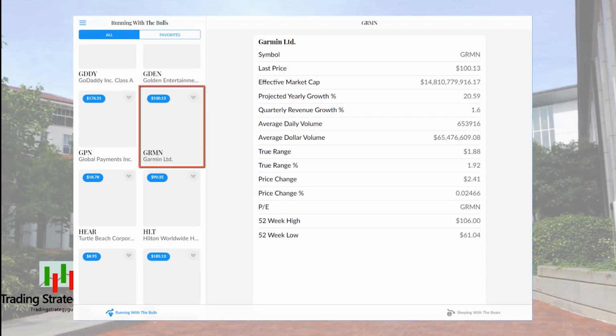As I've mentioned before, I'm recording this video on Tuesday afternoon. It's just after 3 p.m. New York time, so the market is getting close to the closing. Garmin Limited is looking pretty good and doesn't look like it's going to trigger today.